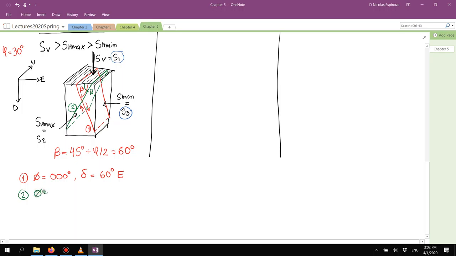a strike of, let me write a little bit differently, we're going to use the notation that we learned in the previous class. This could also be just simply a dip that goes north to south. And the dip is going to be, in this case, 60 degrees towards the west. So there are two possible solutions for this problem, and these are called conjugate solutions.